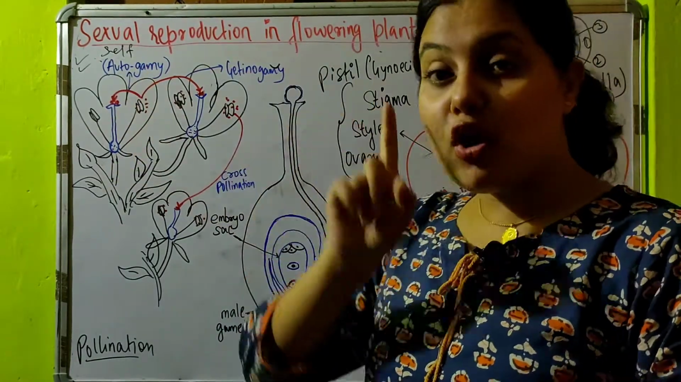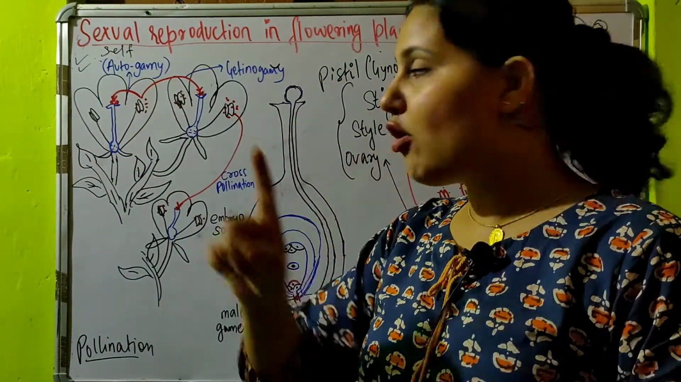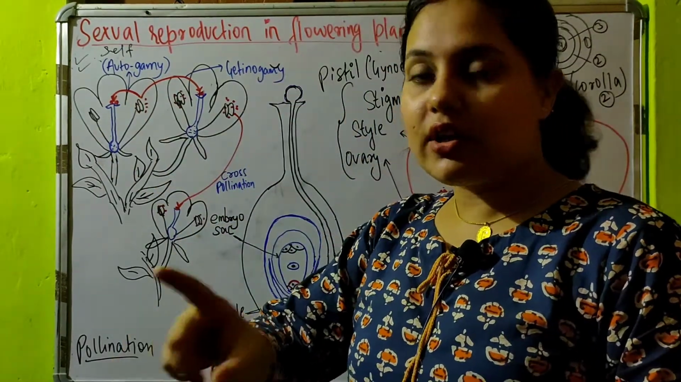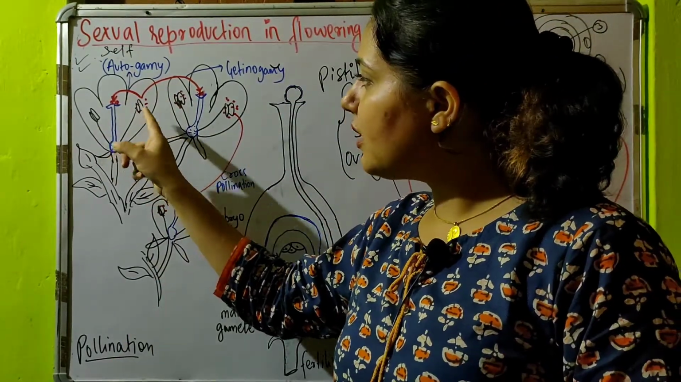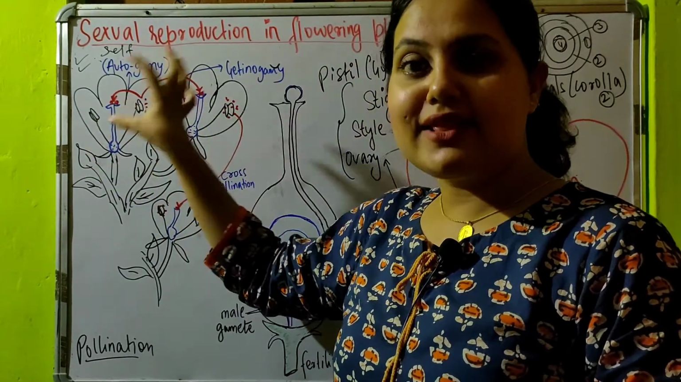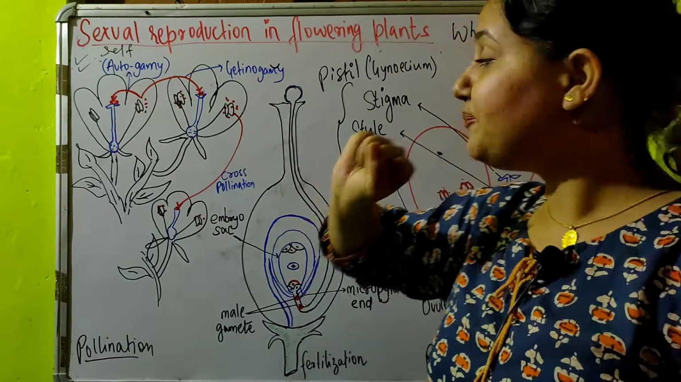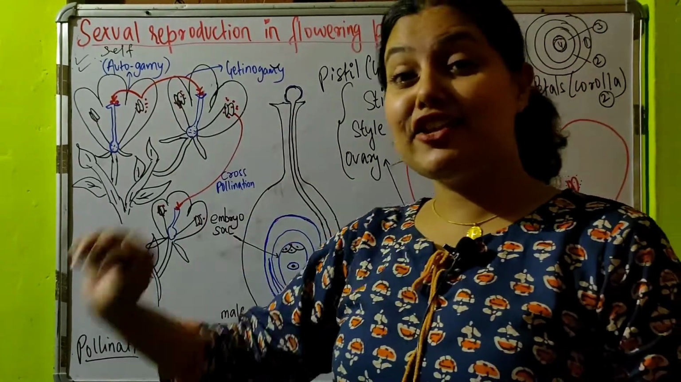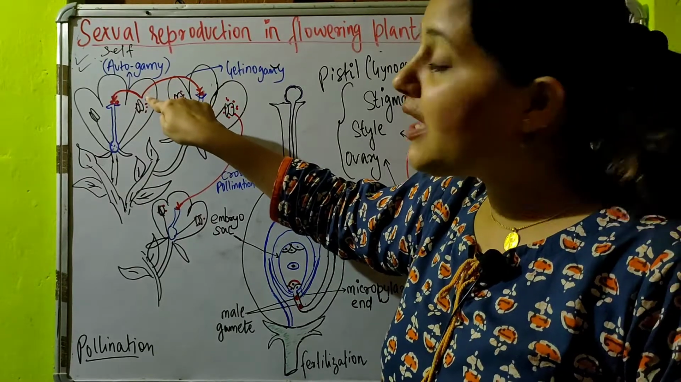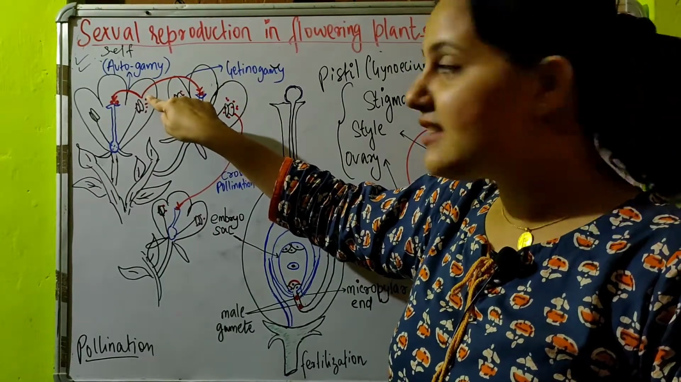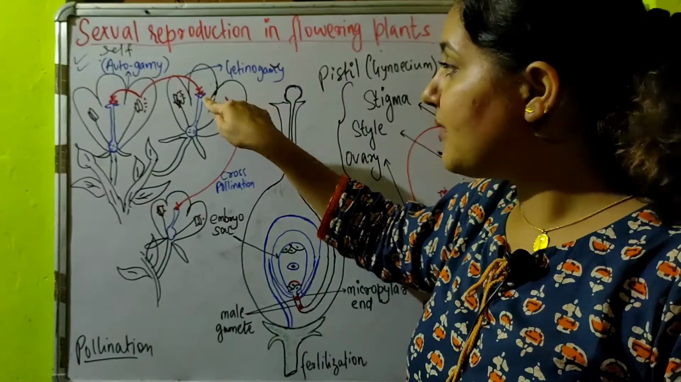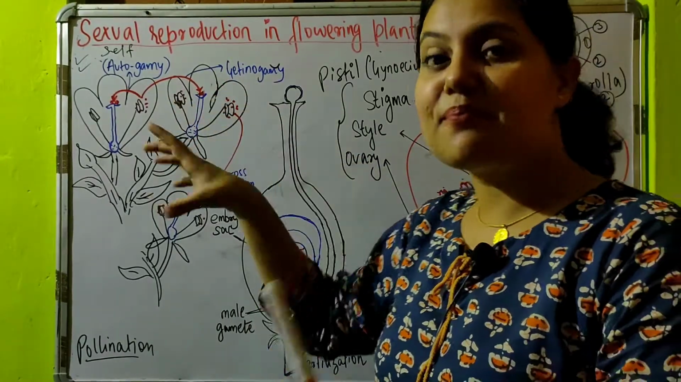When the pollen grain is transferred from anther to stigma of the same flower, from this flower only the pollen grain is transferred to this flower itself, this is autogamy. And what is geitonogamy? It is when the pollen grain from another flower is transferred to the stigma of the flower of a same plant.